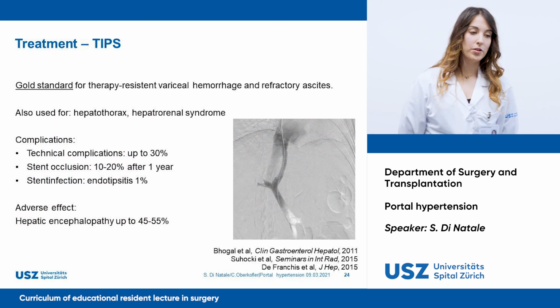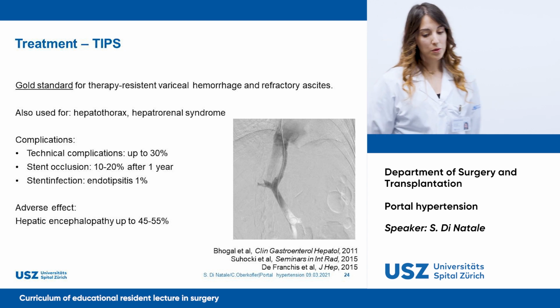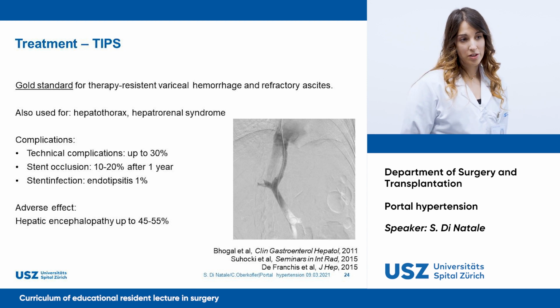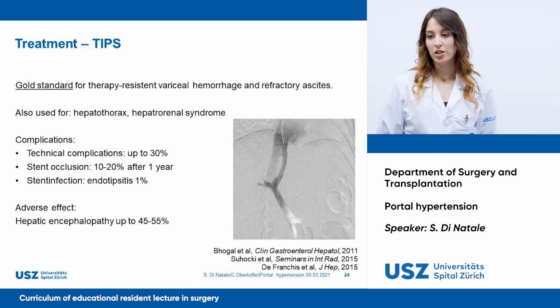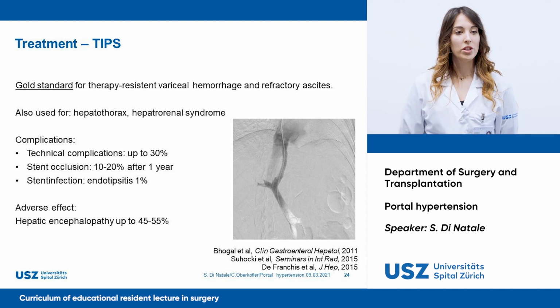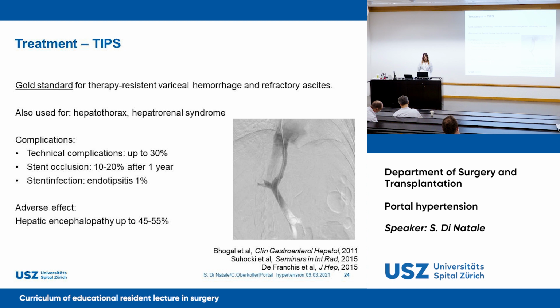Now, TIPS is a gold standard for therapy-resistant variceal hemorrhage and refractory ascites and can also be used for hepatothorax as well as in hepatorenal syndromes. Complications include technical complications such as puncture of the liver capsule in up to 30%, as well as stent occlusion, which is seen in 10 to 20% within 1 year. Last but not least, also stent infection, only seen in 1% of the cases, but this should be aggressively treated with antibiotics. One of the most common adverse effects is hepatic encephalopathy in up to 55% of the patients after TIPS.